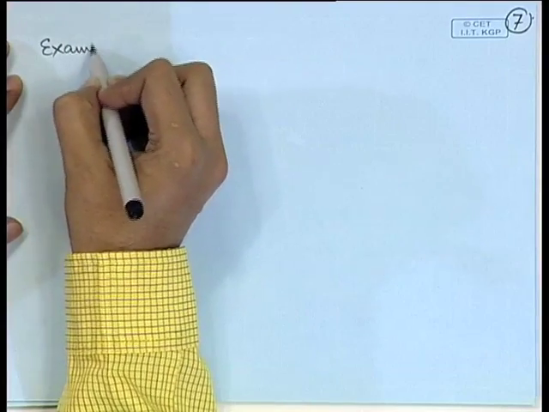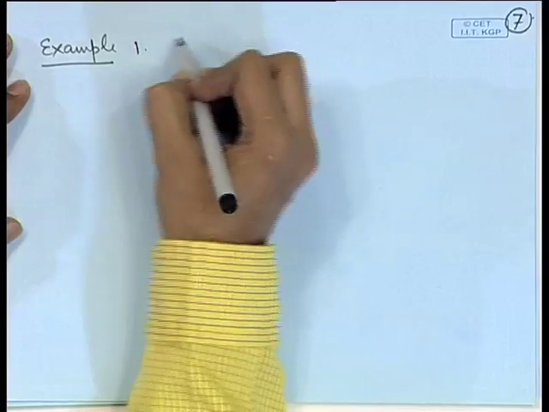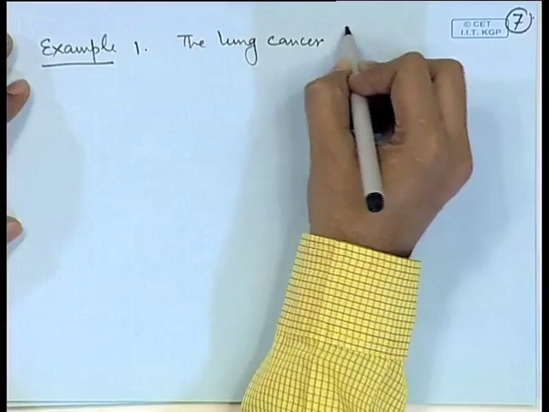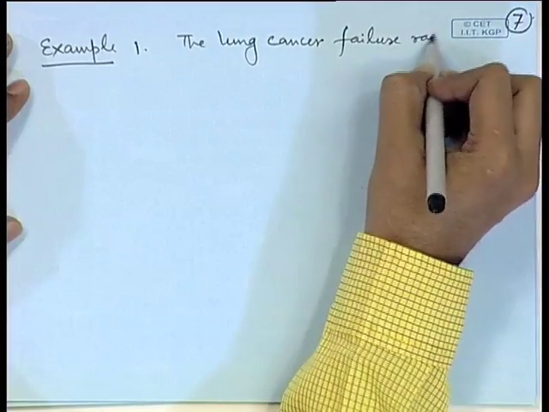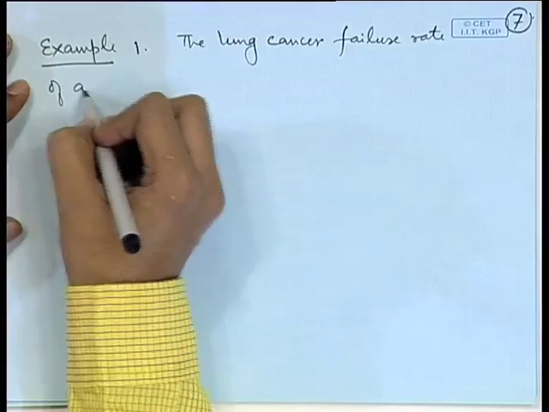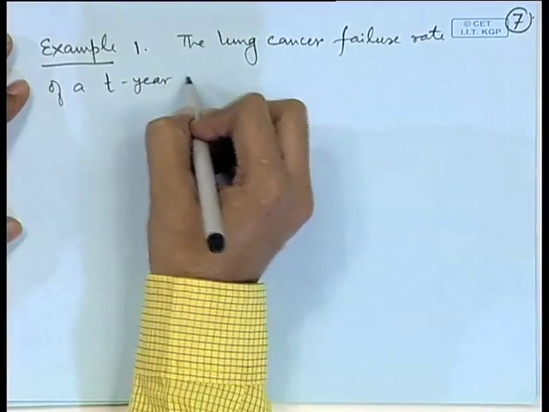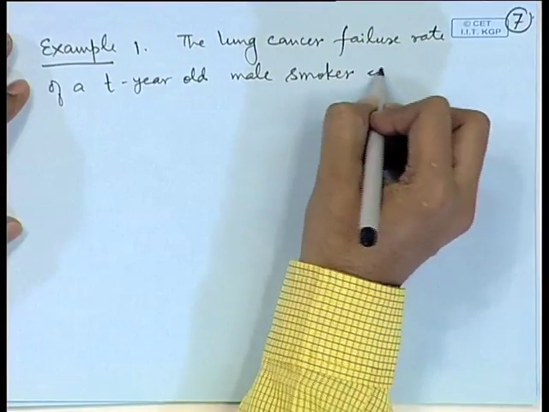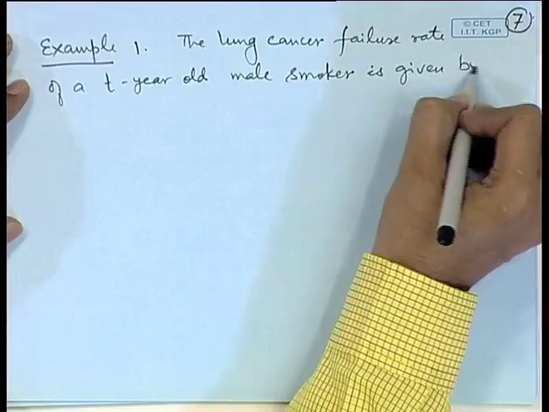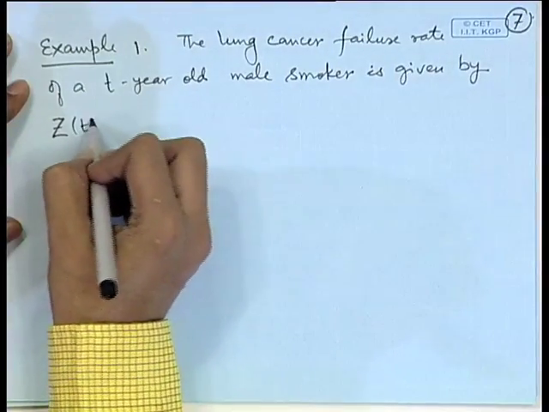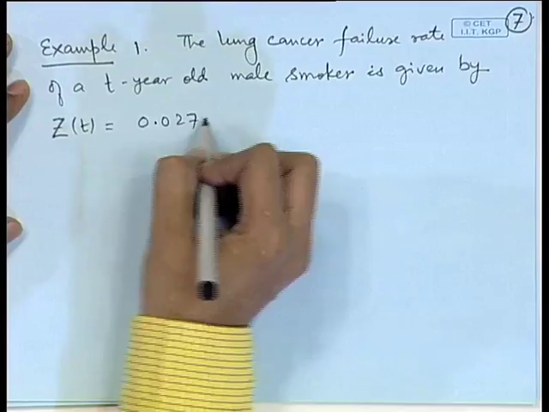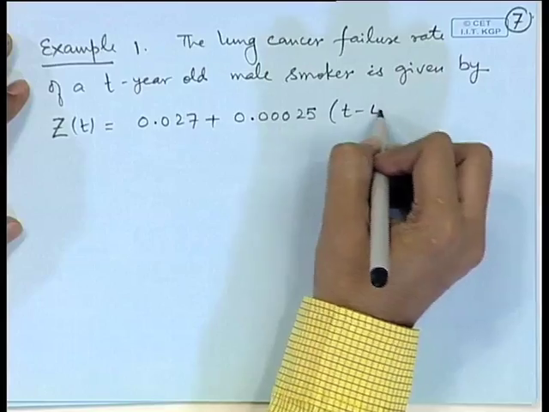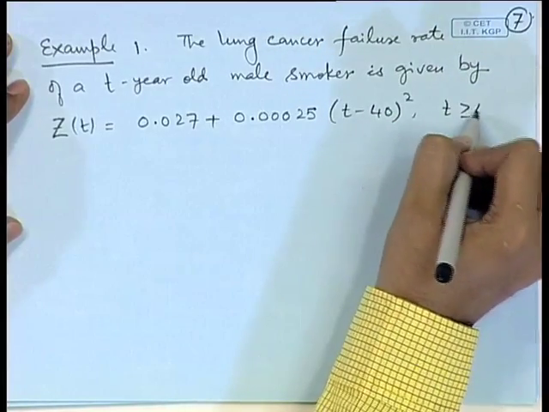Let us look at one application. The lung cancer failure rate, that is, the hazard rate of a T-year-old male smoker, is given by Z T equal to 0.027 plus 0.00025 times t minus 40 squared, for t greater than or equal to 40.